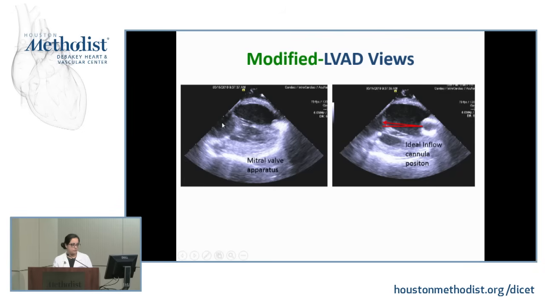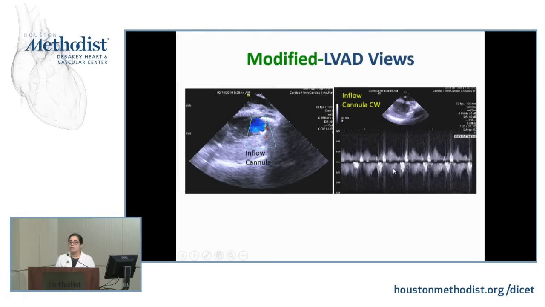Then this is the LV cavity. We used to call it the igloo shape because look at the septal interaction here. It's kind of tenting towards the RV, and the LV is huge here, but you can look at the mitral apparatus here. And then, again, one of my obsessions is the inflow cannula position, but you can also look at that relative to the mitral valve.